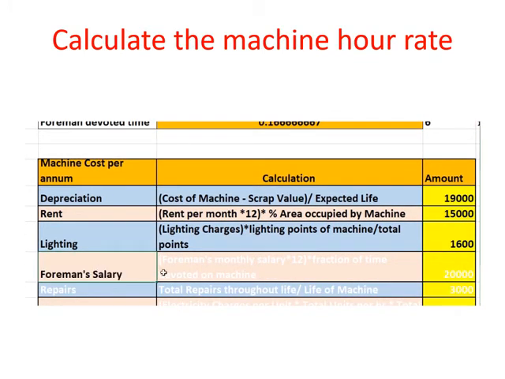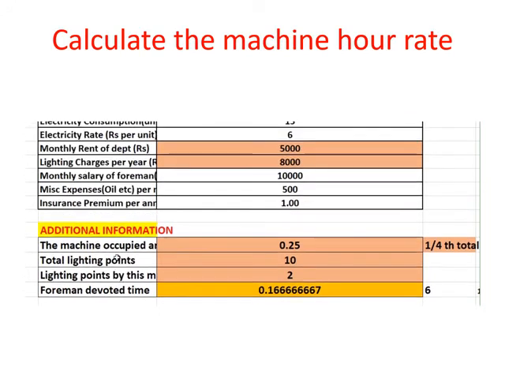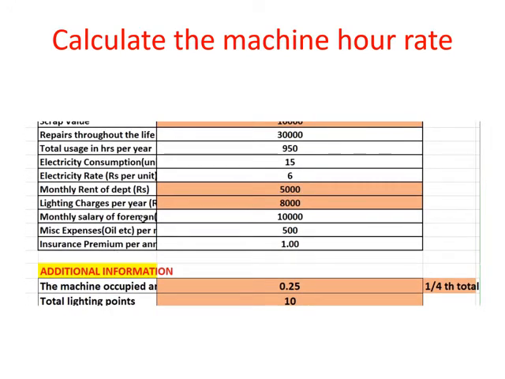Next data, foreman salary. So what is the foreman salary? The monthly salary of the foreman is given. It is 10,000.